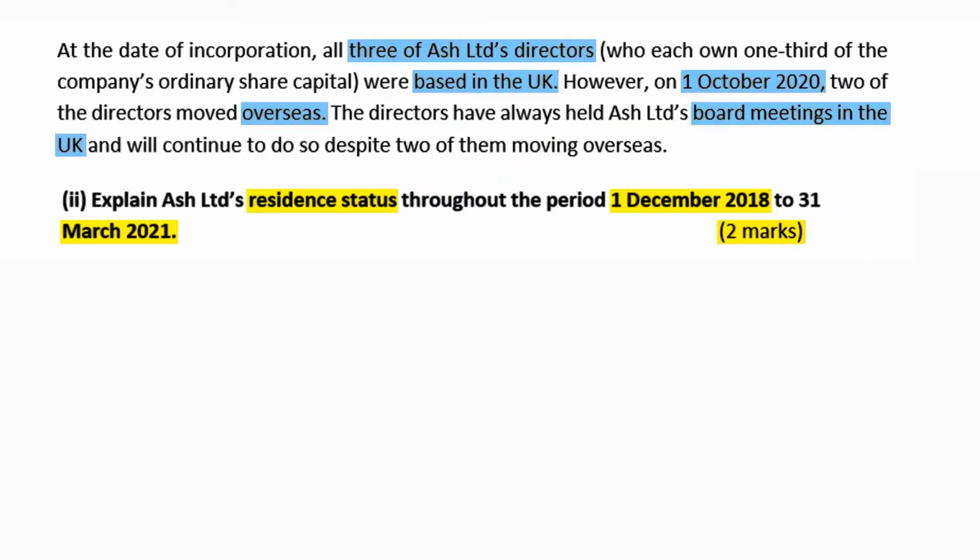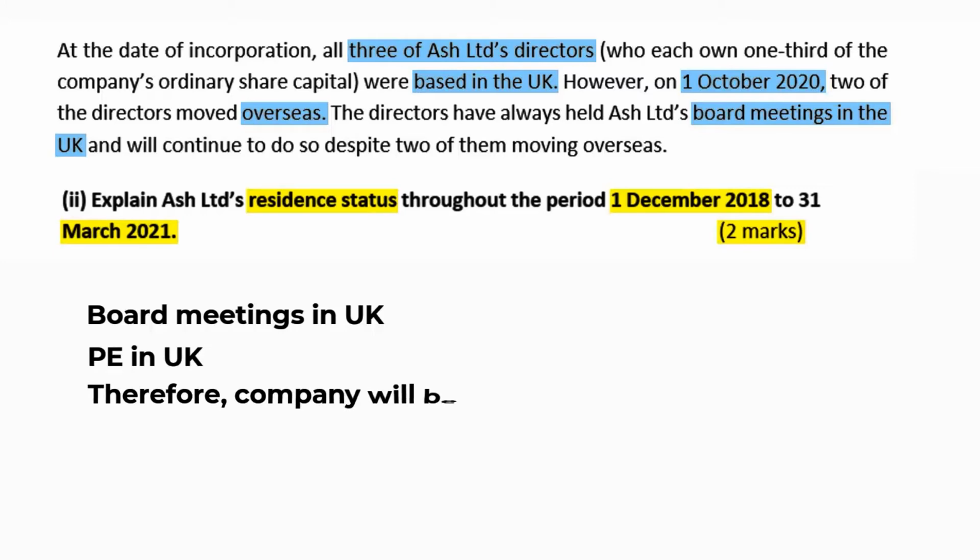The second part: explain ACCA Limited's residency status throughout the same period. Well, it was incorporated in the UK, and therefore the company is UK resident throughout the whole period 1st December 2018 to 31st March 2021. The move overseas by the directors is completely irrelevant. The directors and the company are completely separate legal entities. It doesn't mean anything what the directors do. And primarily because the board meetings are held in the UK, and I'm assuming they have a permanent establishment in the UK, the company will still remain UK resident, and that would be for 2 marks.